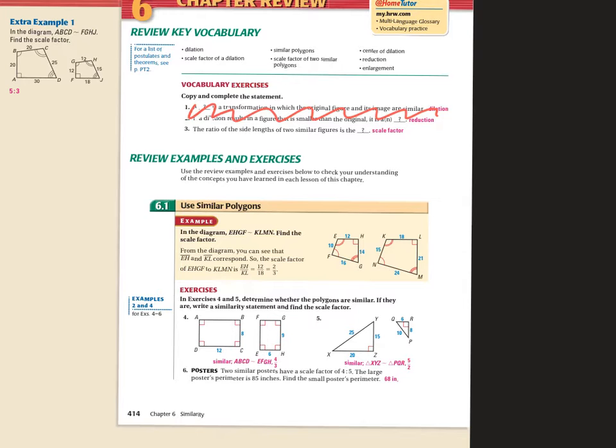6-1 was similar polygons. We don't have it. Oh, good. I whited it out. Good. I'm smarter than I thought. Okay, so 4, 5, or 6 questions on those.